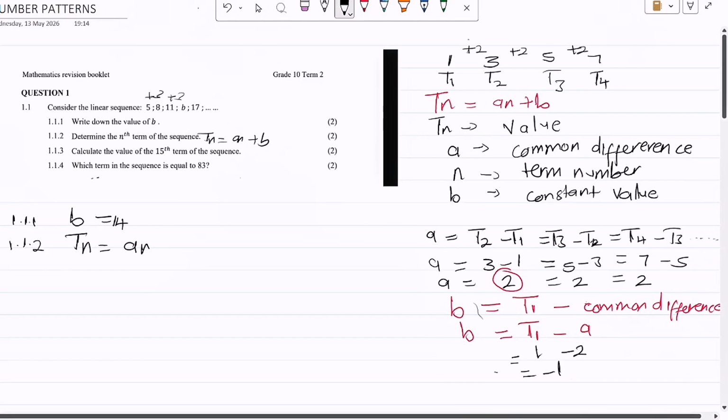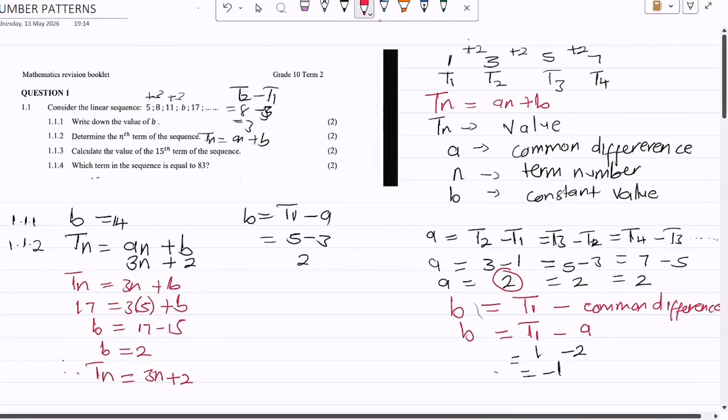Then we have our next question, which says calculate the value of the 15th term. Guys, I would like you to know that if they say something like this, they are looking for Tn, the value. So in your formula, you know that you are looking for this part here. You substitute, and your 15 is n. So where there is n, you're going to substitute 15.